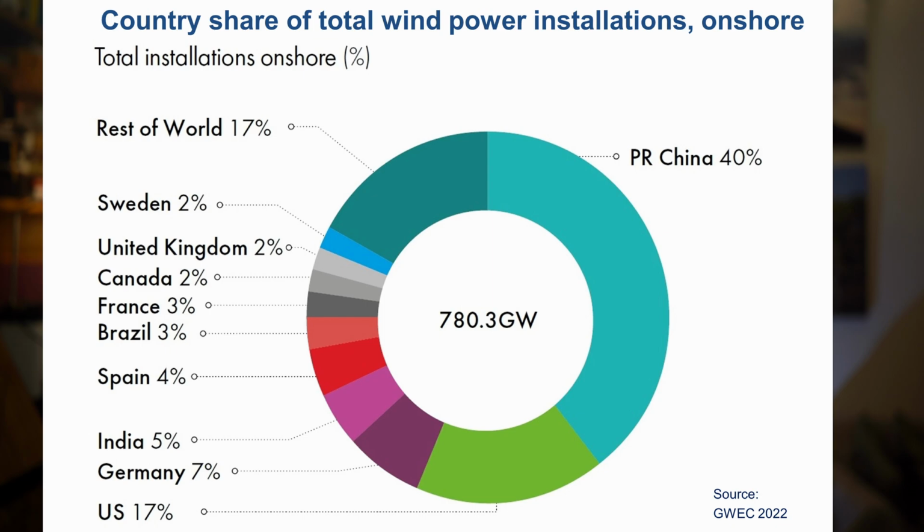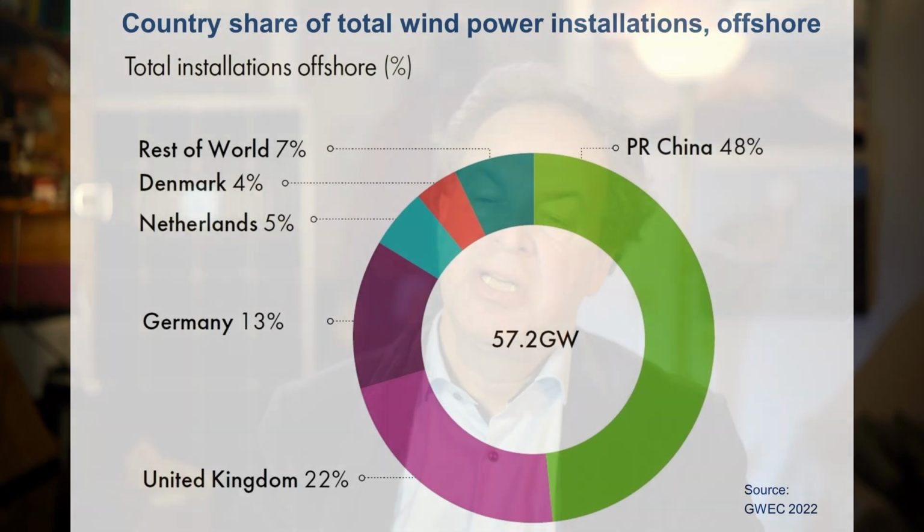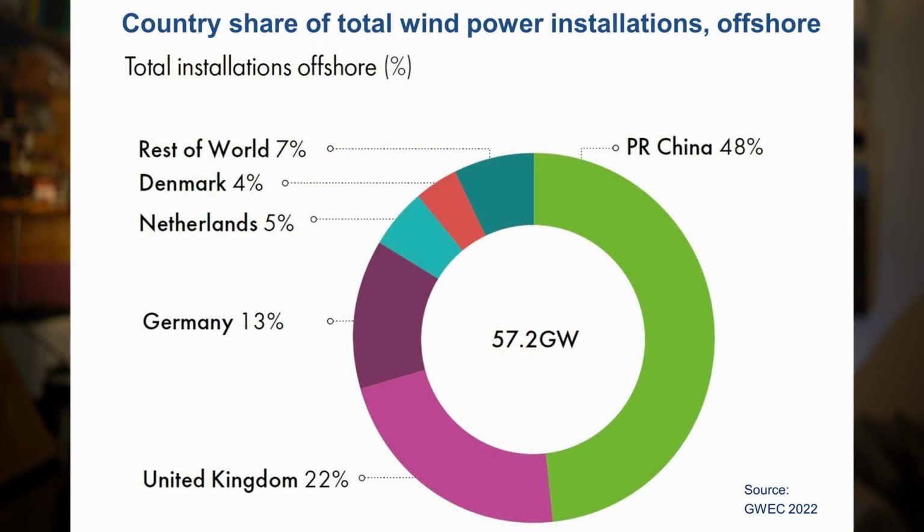On the country share of the total amount of installations, Germany installed a lot about two decades ago, so it is still in third place with 7%. Second place is the US with 17%, and China is by far leading with 40% of all onshore wind power installations. Of offshore, China is leading even more, with 48% of all offshore installations in China, followed by the UK with 22%, then Germany with 13%, followed by Netherlands and Denmark.